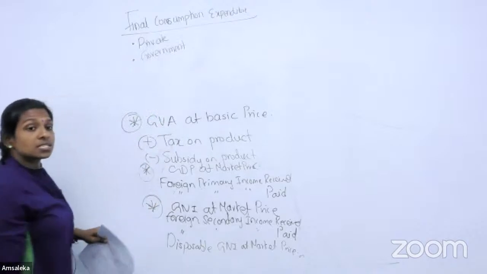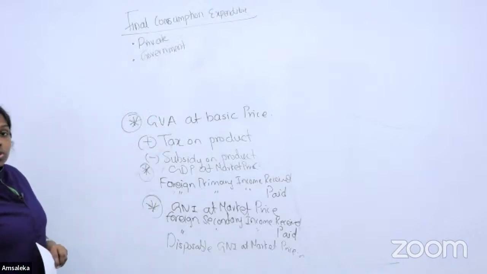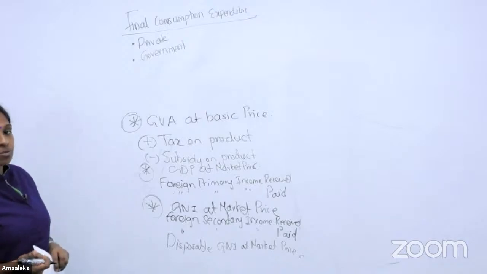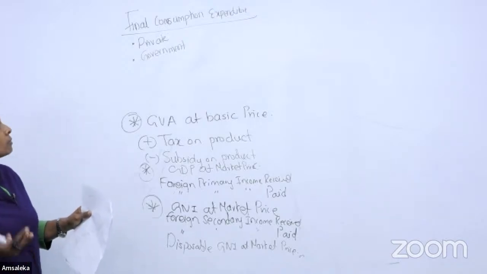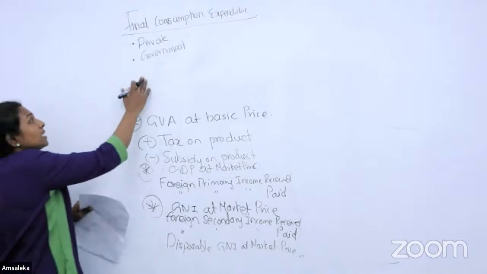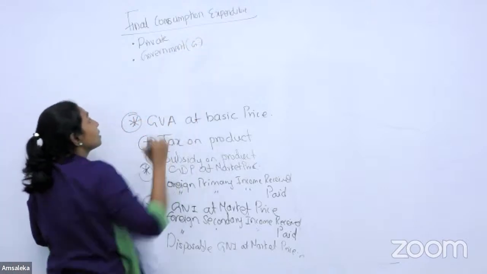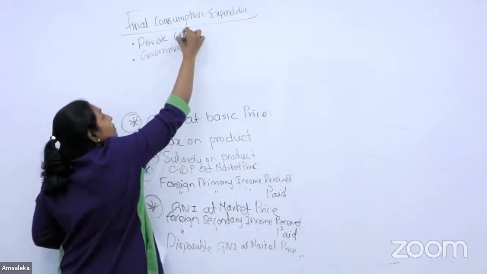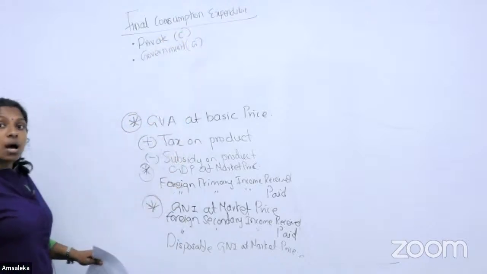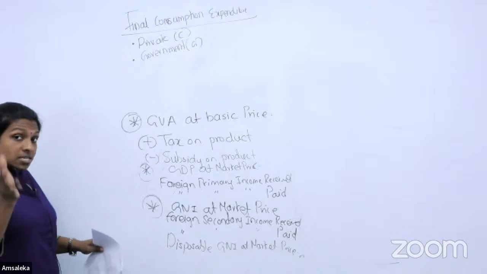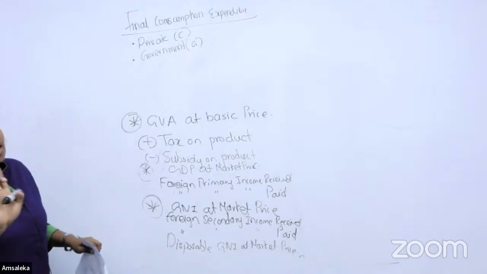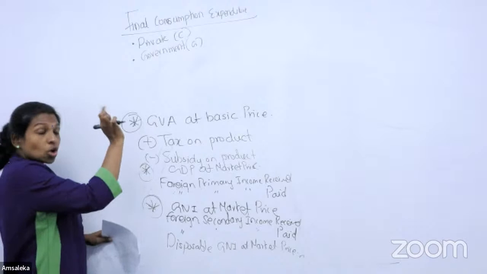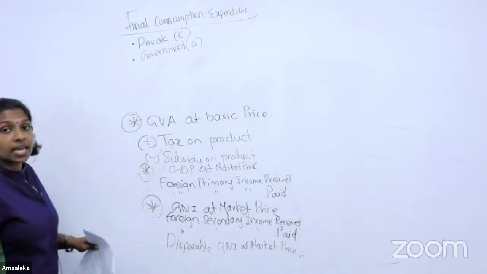Okay, in final consumption expenditure, we include two things: private consumption expenditure and government consumption expenditure. Government is G. Private consumption expenditure is C, consumption C. But for government consumption you cannot use C. G is the letter you are taking for government.